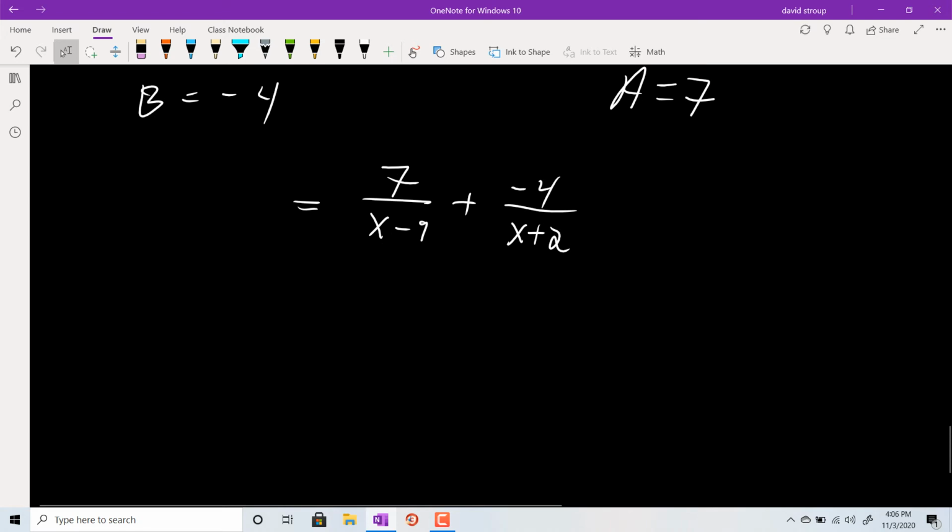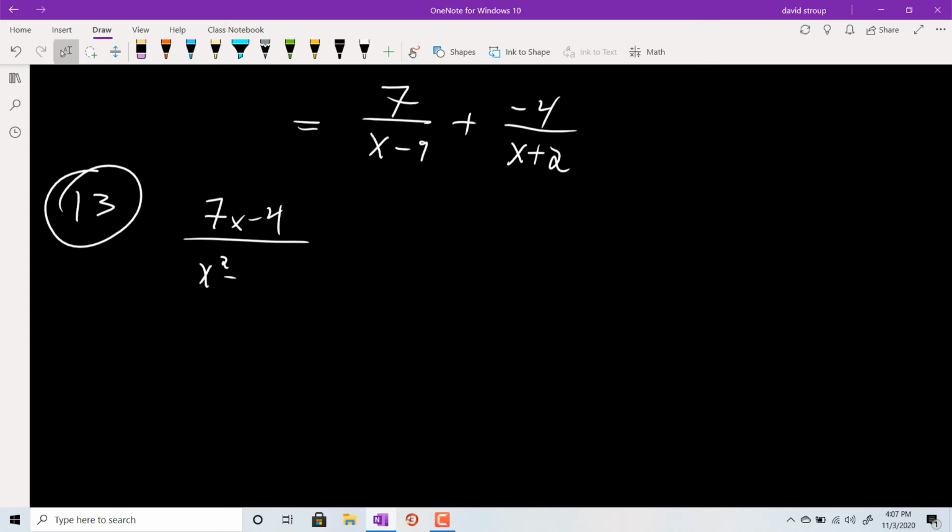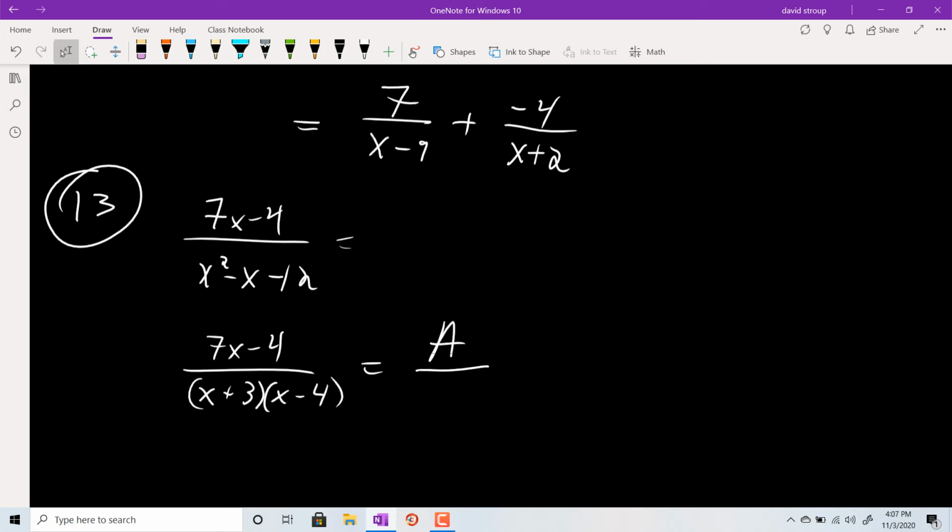Okay, let's try another one. I guess, number 13. Well, there's not too many to choose from now. 13, 7x minus 4 all over x squared minus x minus 12. Okay, so this one is different because you have to factor the denominator, right? So this will be equal to 7x minus 4 all over x, means x has to be plus minus, bigger number has to be negative. Okay, then we can set it up.